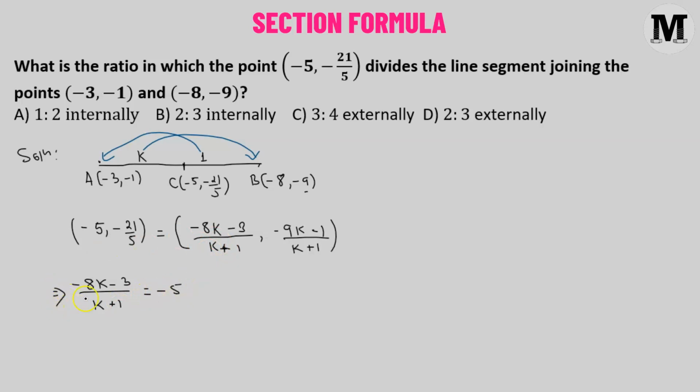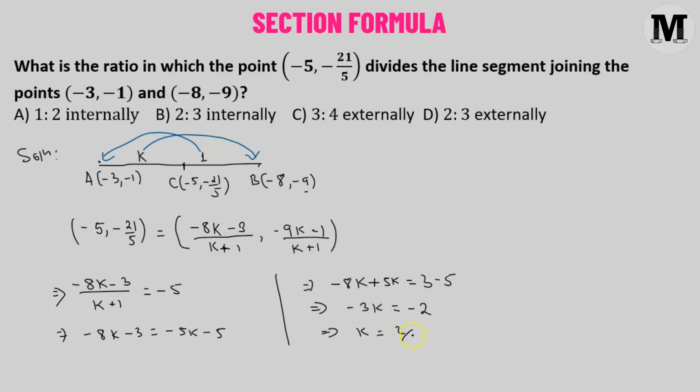So let's solve for the value of k. Here we have -8k minus 3 equals -5k minus 5. Okay, so we get -8k plus 5k equals 3 minus 5. Then we have -3k equals 3 minus 5, which is -2. So this gives us a value k equals 2/3.